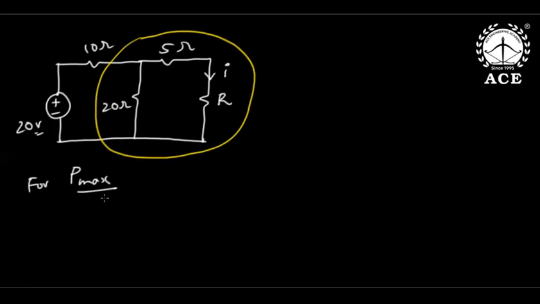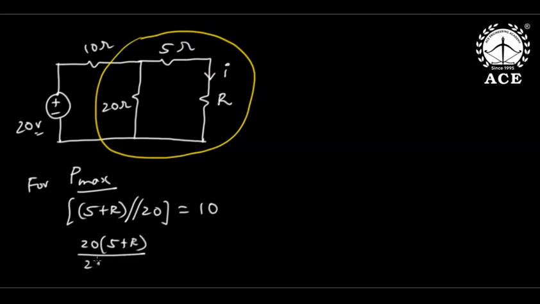What is the load resistance? 5 plus R in parallel to 20 is equal to source 10. So this is 20 into 5 plus R by 25 plus R is equal to 10.